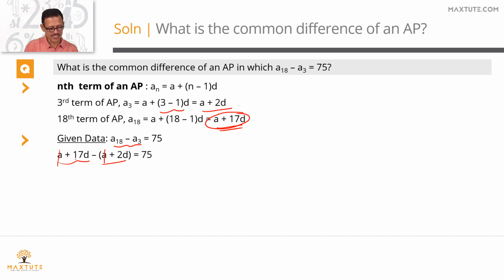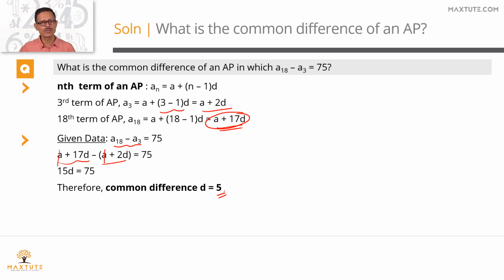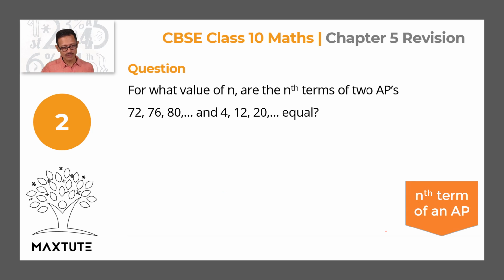So A and A get cancelled. 17D minus 2D is 15D. 15D is 75. D is equal to 5. Right? Very simple question. It would have been a 1 mark question whenever it was tested. Quickly look at one more example.